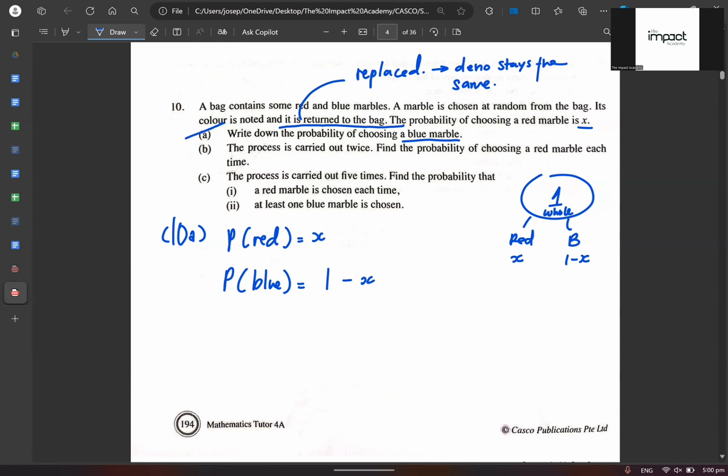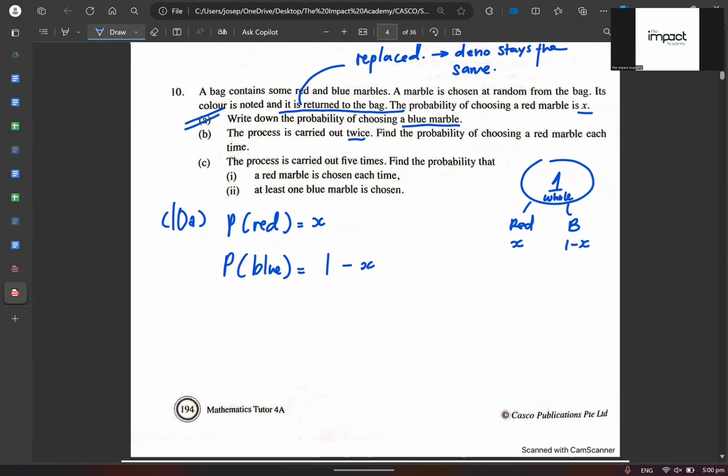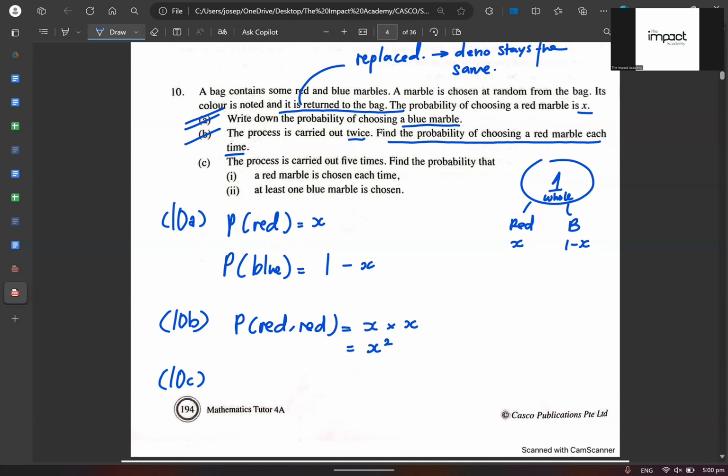So this process is carried out how many times? Twice. Find the probability of choosing a red marble each time. You understand what they are trying to tell you? X times X, very good, X squared. Choosing a marble each time basically means red, correct or not? So we have red, red, and therefore over here you go X times X, we get an answer of X squared. Am I making sense? Let's move on to the next one.